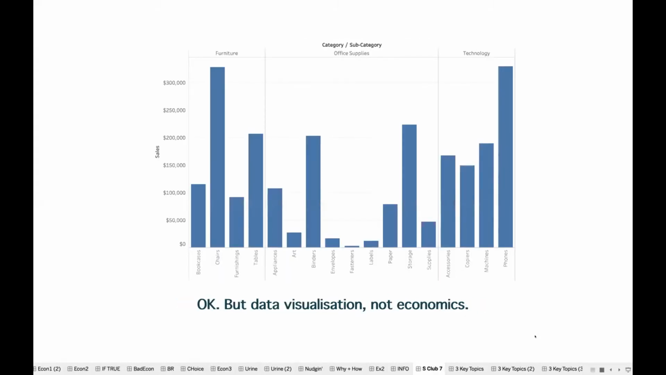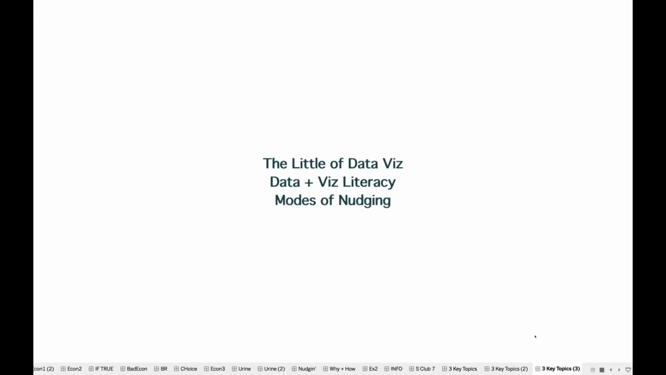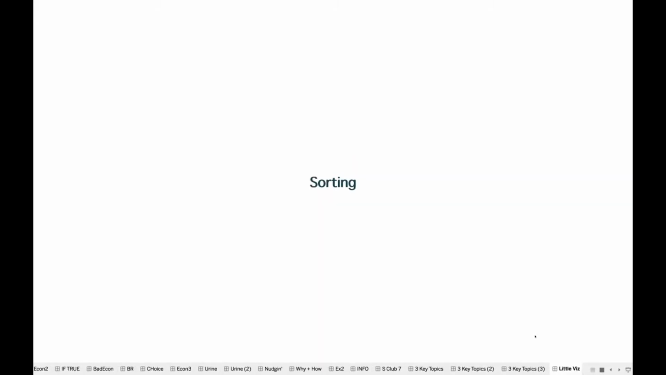So we're here to talk about data visualization. You all didn't tune in for a lecture on economics, so let's bring it back. The three key topics I'm going to talk about are the little of data viz, data and viz literacy, and the modes of nudging. Okay. So the first one I'm going to talk about in the little of data viz is something called sorting.